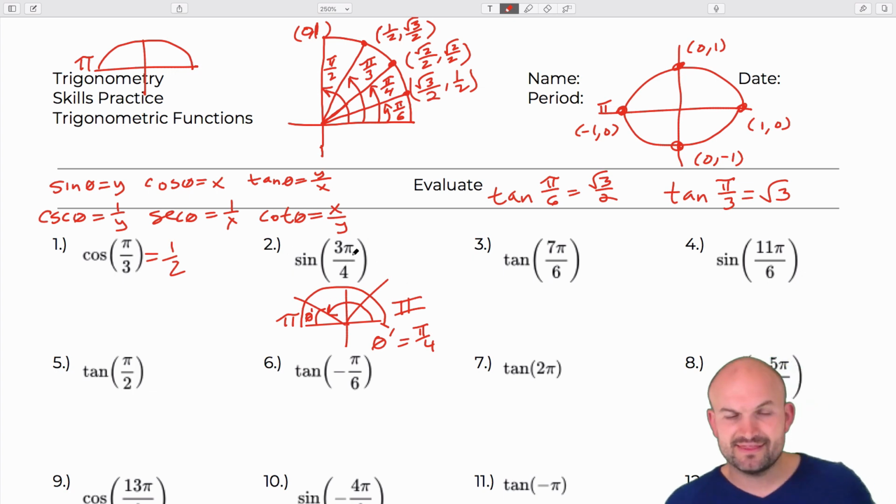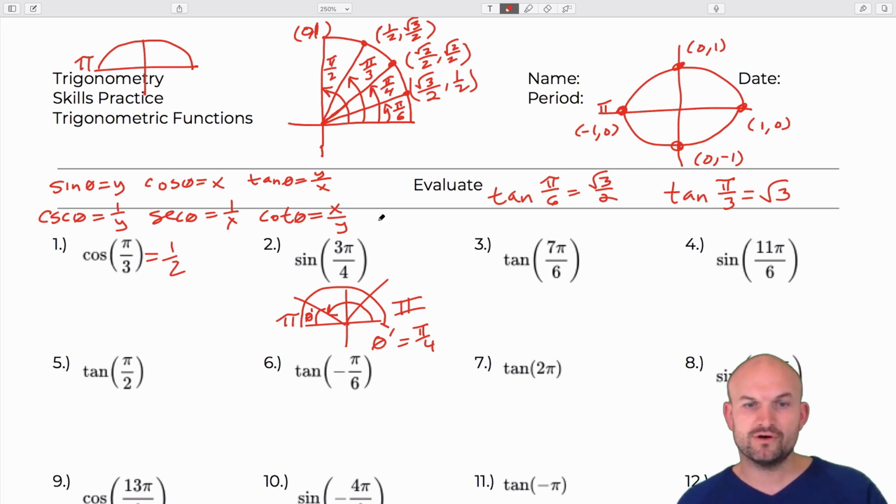So rather than trying to memorize the unit circle, like what is over here in this second quadrant, I'm just going to evaluate the sine of pi over 4. The sine of pi over 4 is the y coordinate. That's square root of 2 over 2. Since my angle is in the second quadrant, then it's going to be positive.